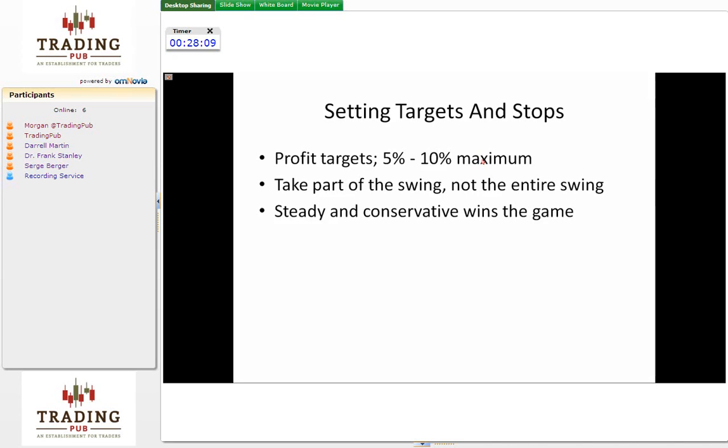Again, I want to take part of the swing, not the entire swing. Steady and conservative wins the game. And I think this is probably the most important thing that I can pass on to anyone. Trading is not about being greedy and being nervous and getting overly anxious about everything. It's all about understanding that your performance should be measured over the period of about a year or so.